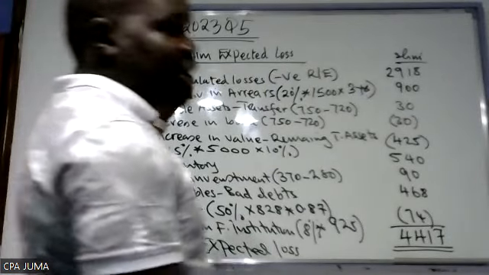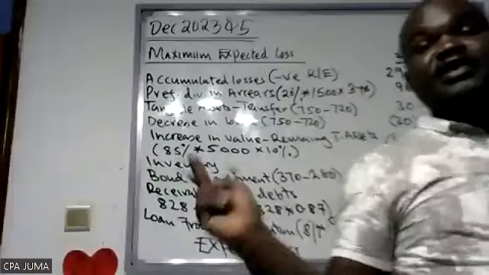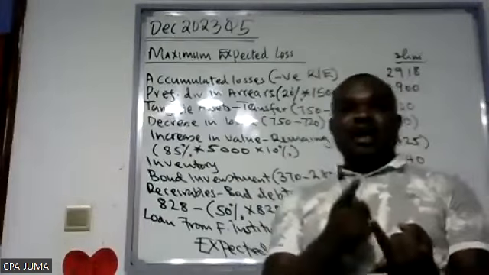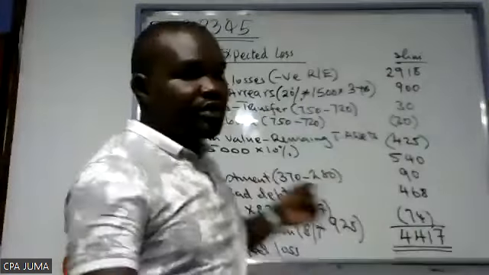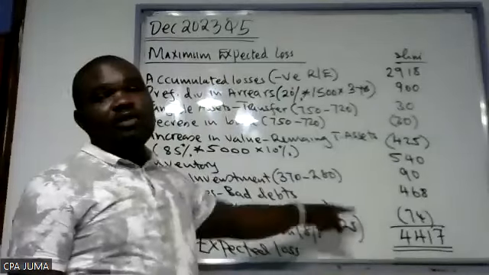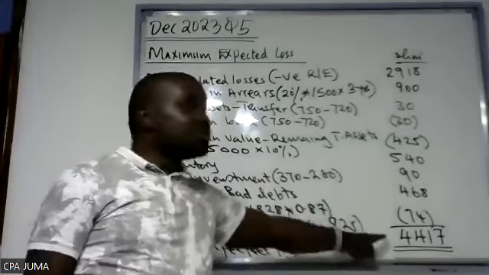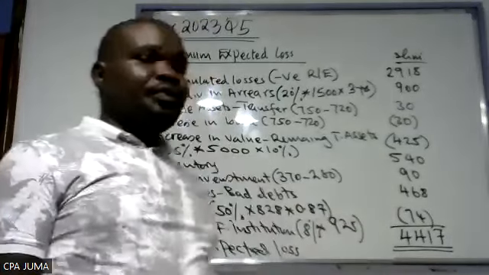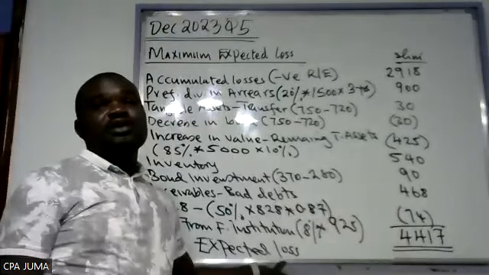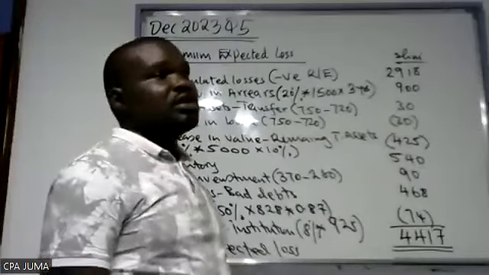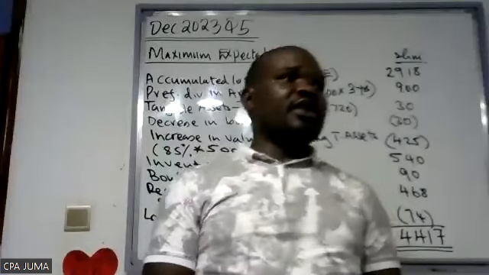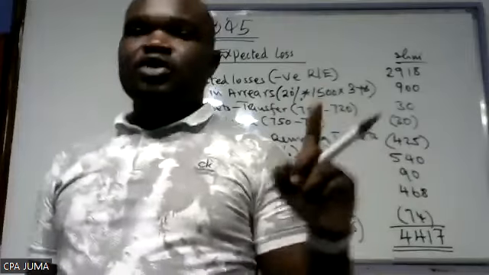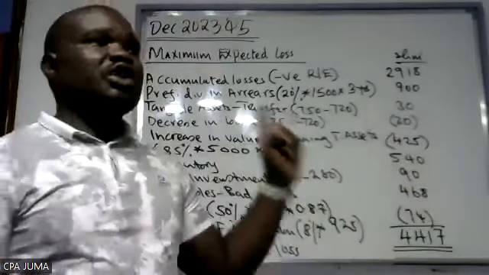So whenever there is expected loss, the people to suffer are the shareholders. Shareholders, this is ordinary and preference. So this loss, you have to distribute it. Distribute this loss to the shareholders. So you can write down there actually. The expected loss should be distributed to preference and ordinary shareholders.